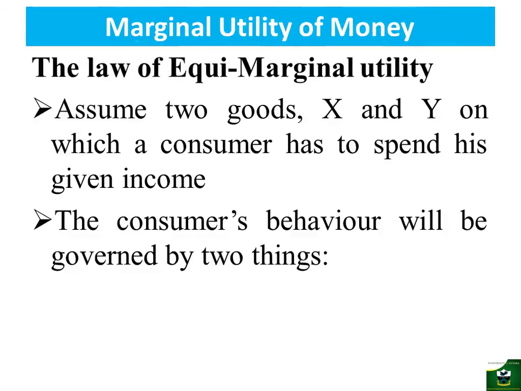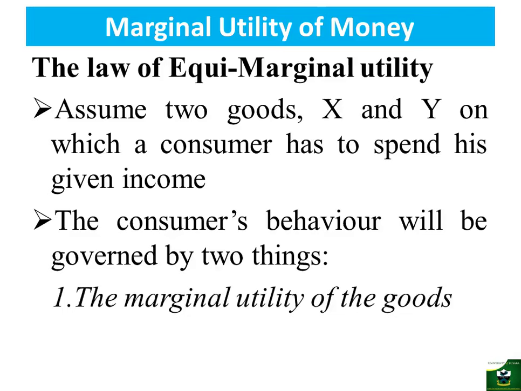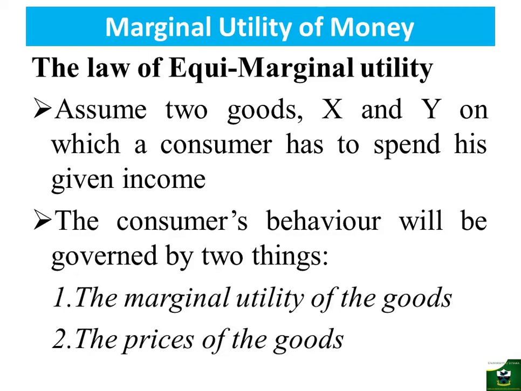Okay, so now assume two goods, X and Y, on which a consumer has to spend his given income. The consumer's behavior will be governed by two things: number one, the marginal utility of the goods, and secondly, the prices of the goods. Because to get the equal marginal utilities, we divide the marginal utility of the good by the price. So these two will be enough to govern the determination of consumer equilibrium.